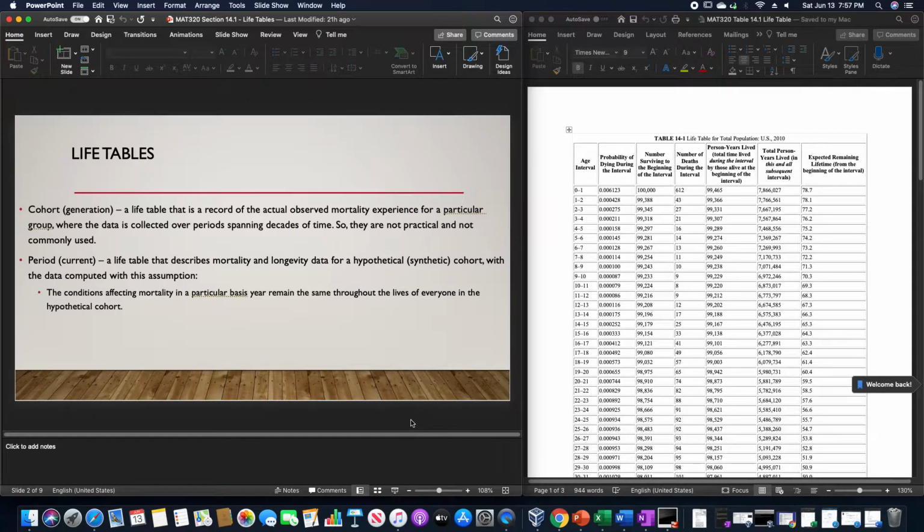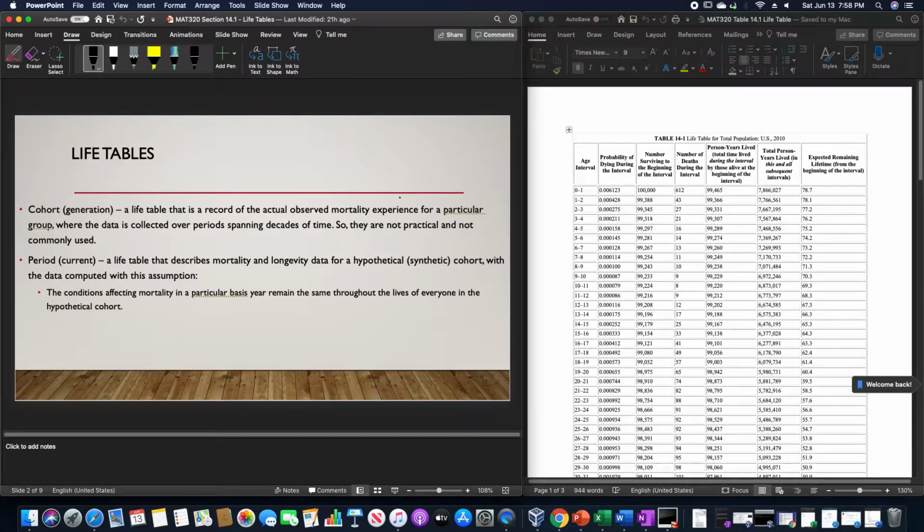In a life table, we can describe a cohort or a generation as a life table that is a record of the actual observed mortality experience for a particular group, where the data is collected over periods spanning decades of time. So they are not practical and not commonly used.